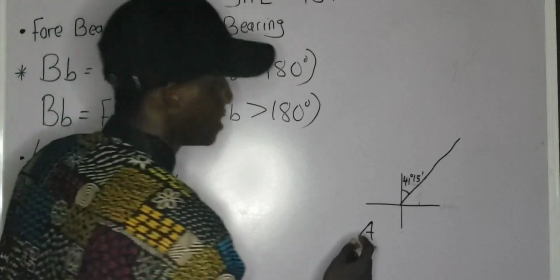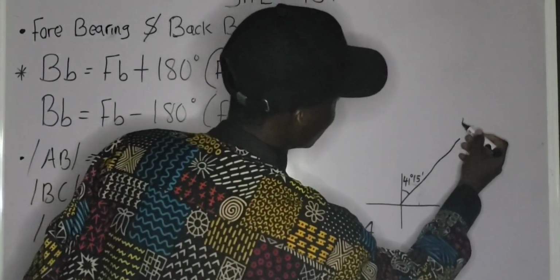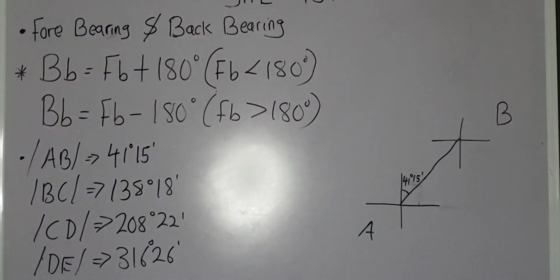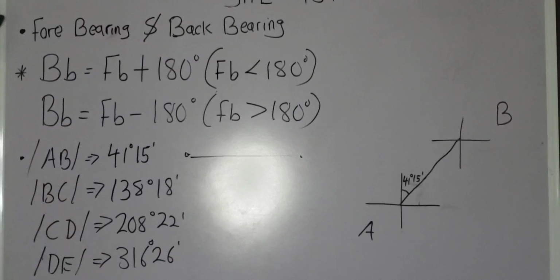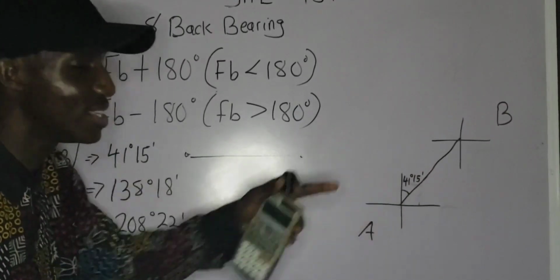Now this is line A. This is point A. Another point is point B. You understand? Because I told you that a line has a starting point and an ending point. It starts from here and ends here. So when we are talking about a line that starts from A and ends at B, the Fore bearing is what? 41 degrees and 15 minutes.